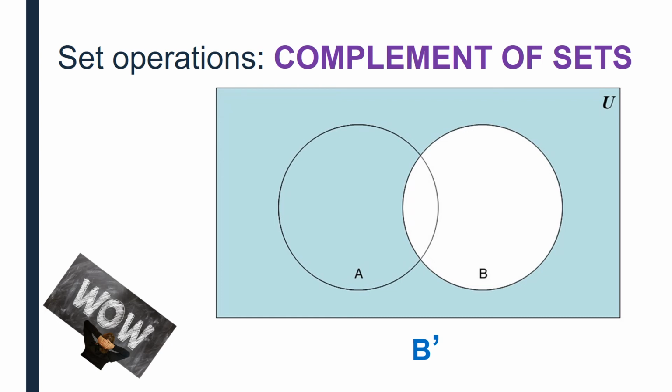So, ang basa po sa symbol na yan ay B prime. Okay? Pag sinabing B prime, yung set B ay tatanggalin natin sa universal set. So, yung matitira sa universal set, yun yung magiging sagot natin sa ating given.